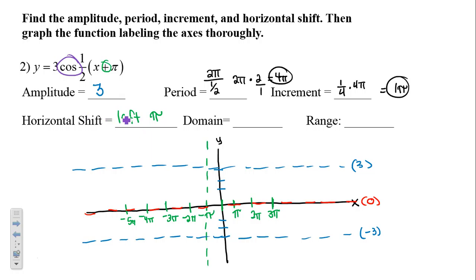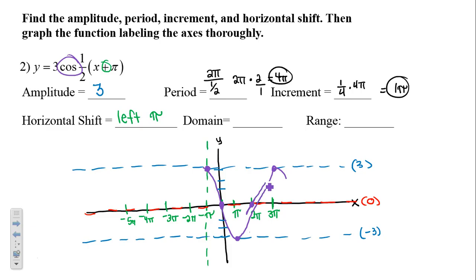Now remember, we don't start at the y-axis anymore because we are shifting this left an increment of pi. So we're going to start at pi on this green line, but cosine starts high, so we're going to start up at the top. Then at 0, 0, we're going to go down to the middle, down to the bottom, back up to the middle, back up to the top. That will be our one cycle.